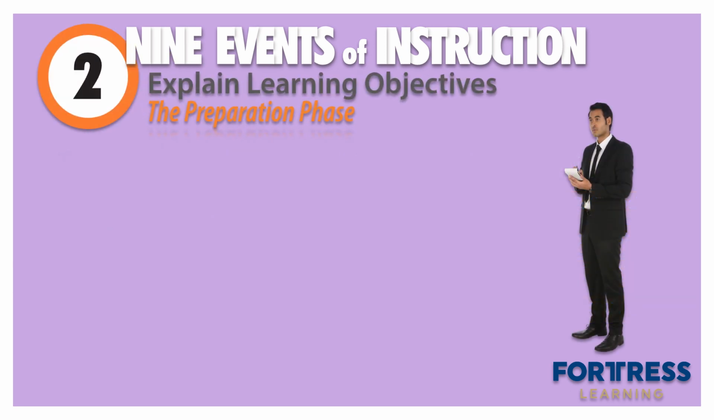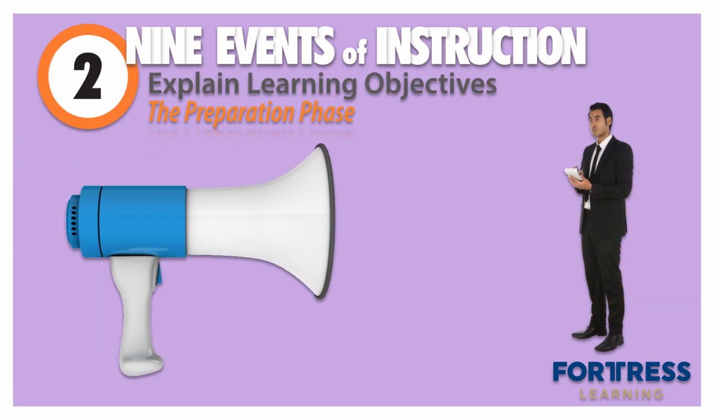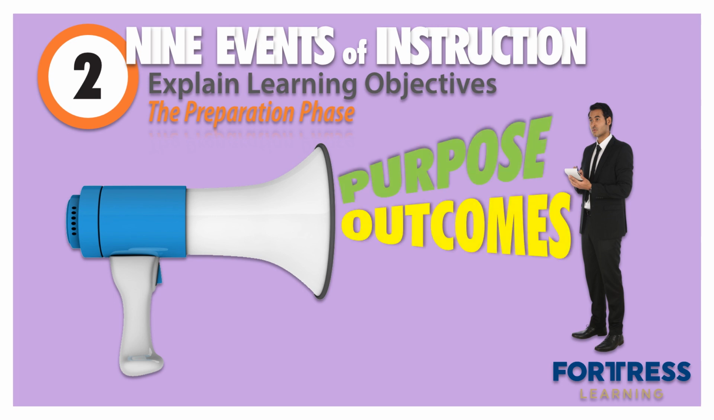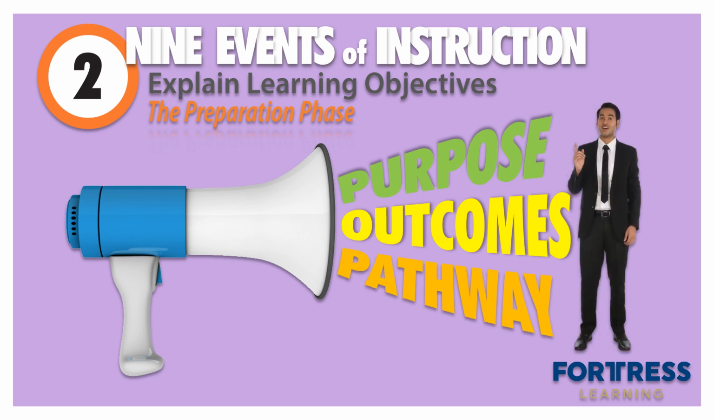The second event involves explaining the learning objectives so the learners understand from the start what the purpose of the training is, what the outcomes and expectations are, as well as the pathway for how these goals will be achieved. Don't forget to explain any rules or codes of practice that will need to be followed, such as timeframes, safety, or expected behaviour and conduct.